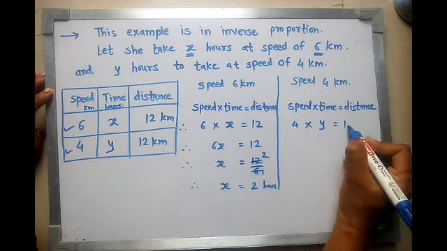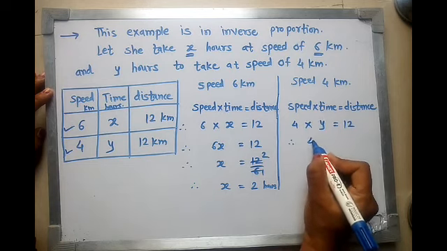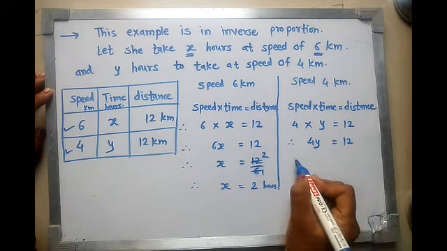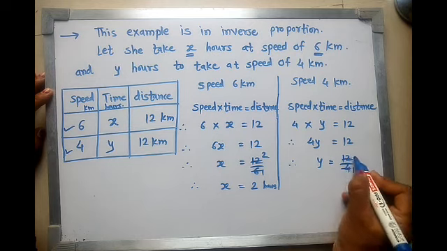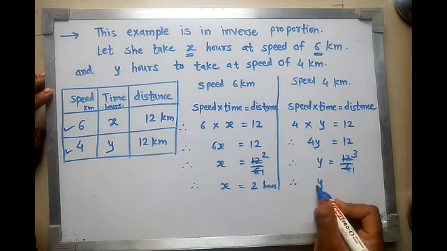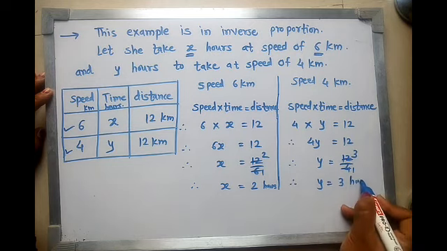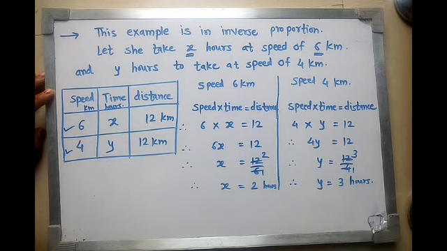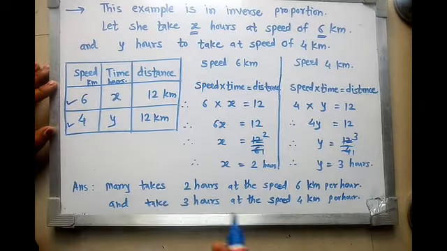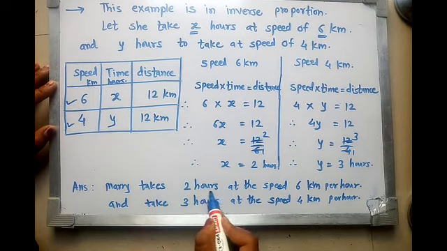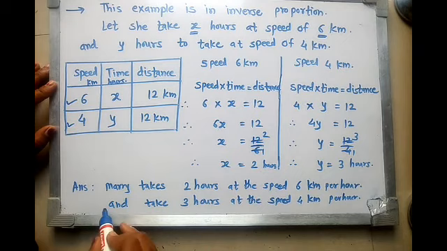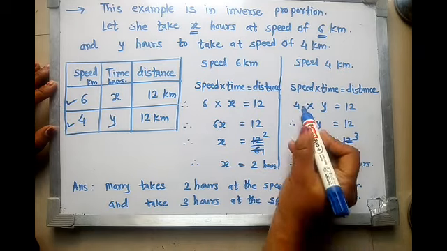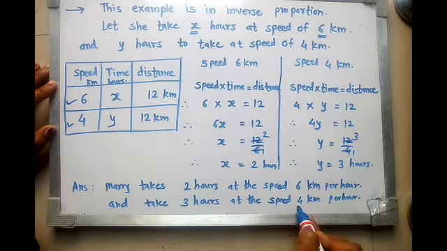Next, 4 into Y is equal to 12. 4Y is equal to 12. I take 4 as divisor on the right side. 4 ones are 4, 4 threes are 12. Y is equal to 3. When the speed is 4 km per hour, she takes 3 hours to go to her auntie's house. Mary takes 2 hours at a speed of 6 km and 3 hours at 4 km per hour.